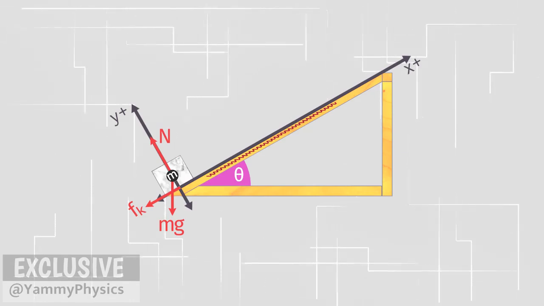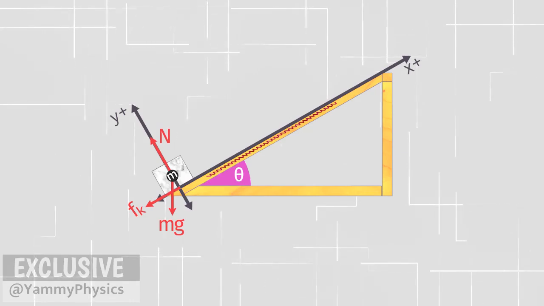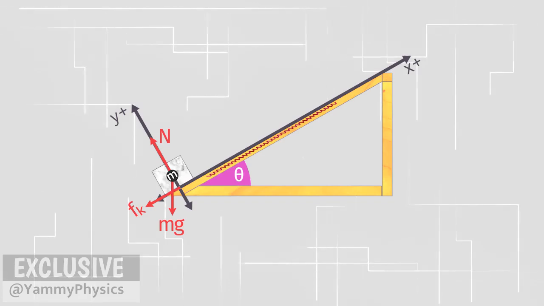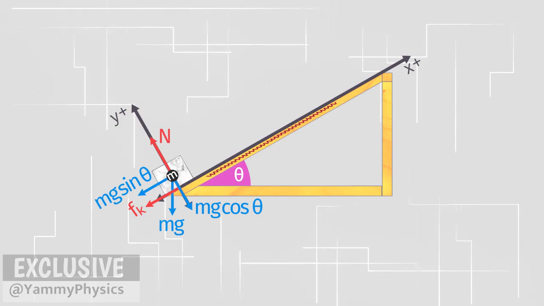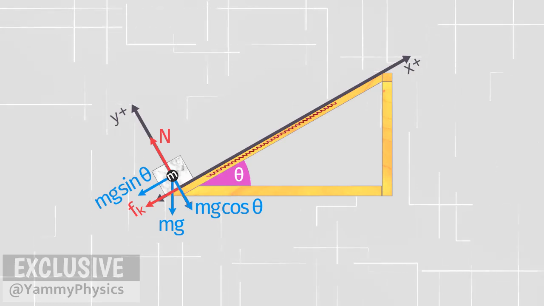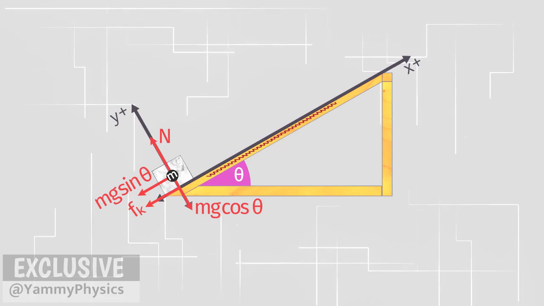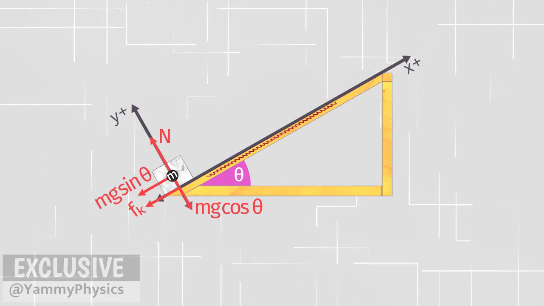Of all these forces, only the gravitational force has a direction that is not in accordance with the direction of motion. We can decompose the gravitational force into component vectors that are in the direction of motion and perpendicular to the direction of motion. These forces will form the resultant force.